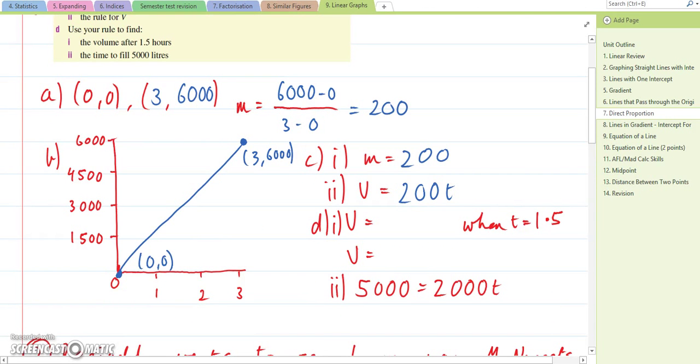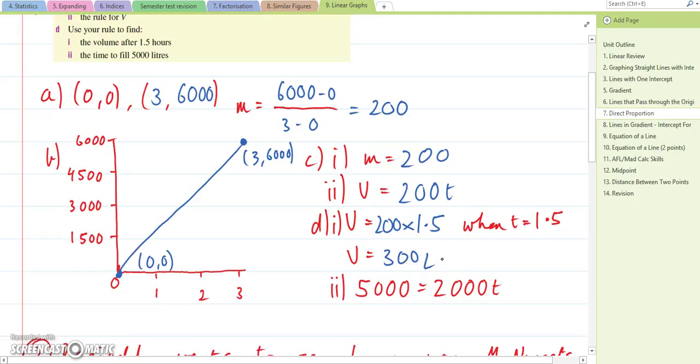Part D, the volume after 1.5 hours. So this is when t equals 1.5. So the volume is 200 times 1.5. And that is going to give us 300 litres.